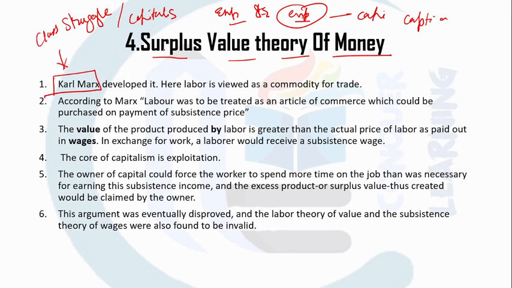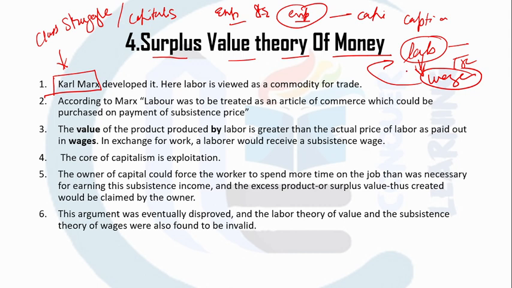So this theory says that according to Karl Marx, labor is an article of commerce or it is a commodity for trade. Labor is what? Commodity for trade, which you can purchase by giving the wages. Now, employer, what does he do? He purchases the labor on the wages. He purchases the labor for certain wages and he gives the wages only for his survival. Rest, whatever extra he earns or makes from the production, he keeps with himself. That is, whatever surplus is left, he keeps with himself. And hence, it is called the surplus value theory.